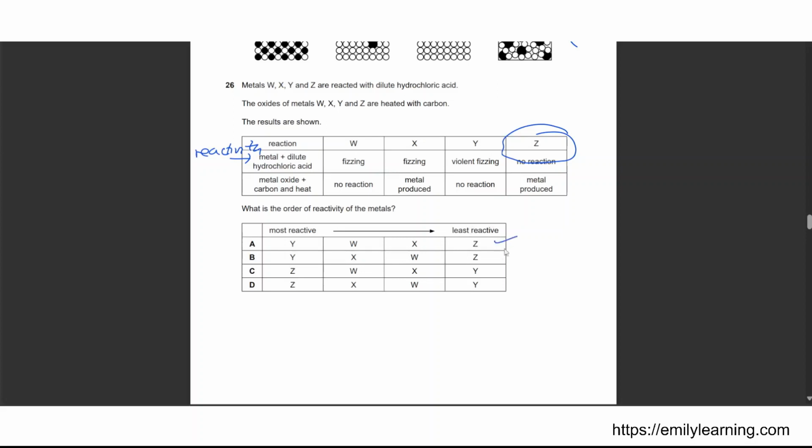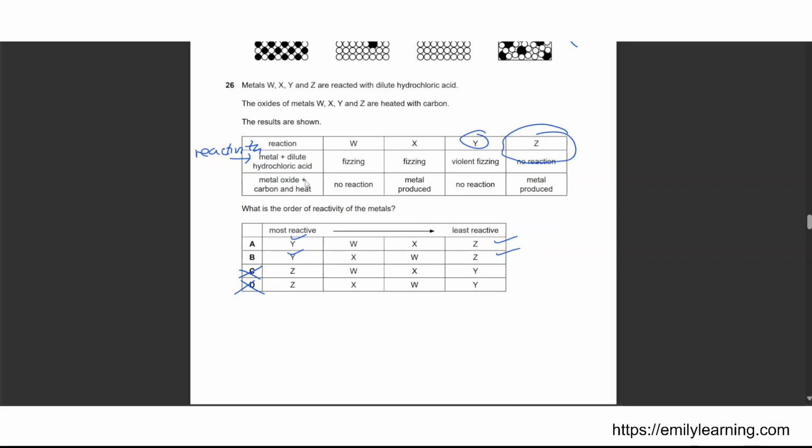So I have either A and B as the answer. I can eliminate C and D now. You look at this, W and X are fizzling, but Y is violent. So Y is the most reactive. Okay, A and B all have Y as the most reactive. So now we are left with the order of W and X, right?